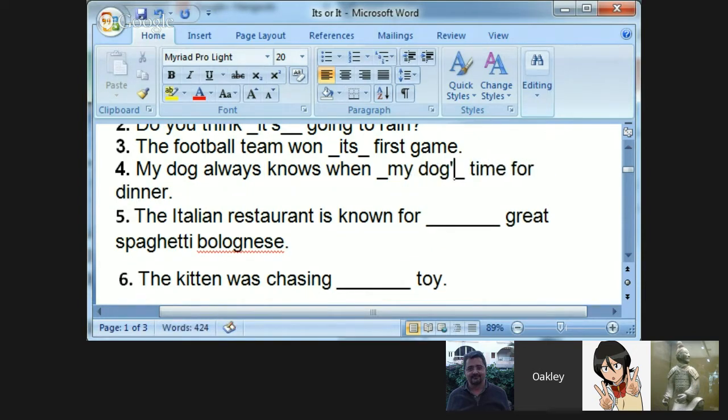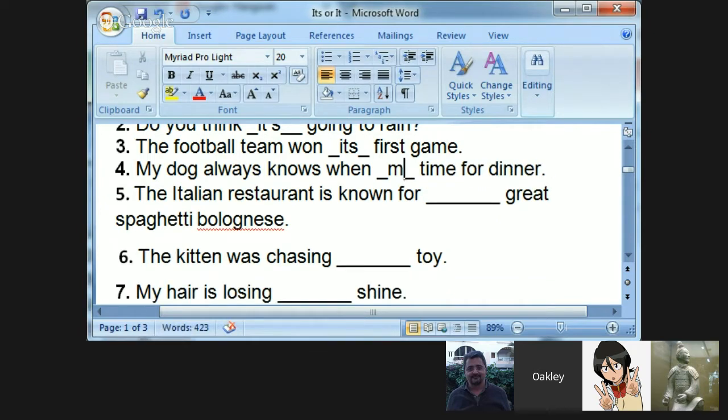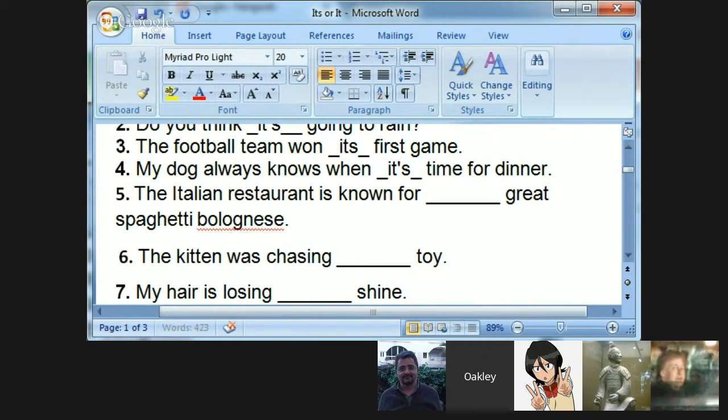Well, let's make it possessive. My dog always knows when my dog's time for dinner. That's not going to work, right? So it should be it is. That's right. It is time for dinner. Okay, very good. So that gets a little bit tricky, but just substitute in the noun if you're not sure. That's the easiest way to tell, and then see if it still makes sense or not.